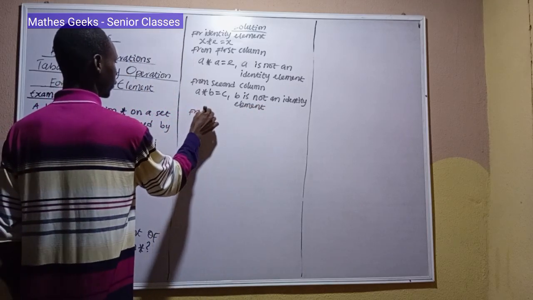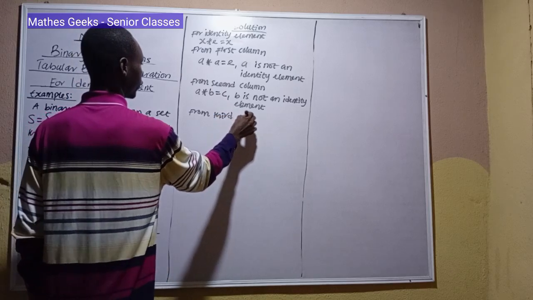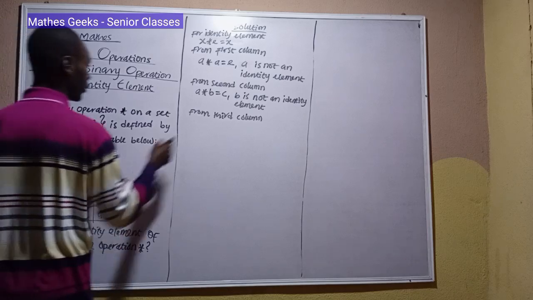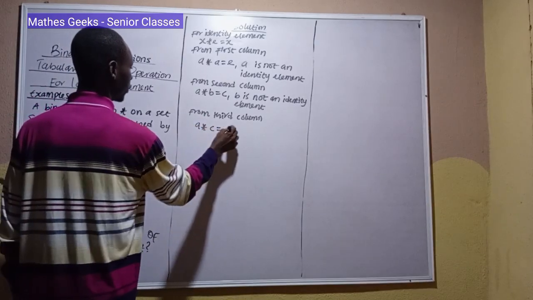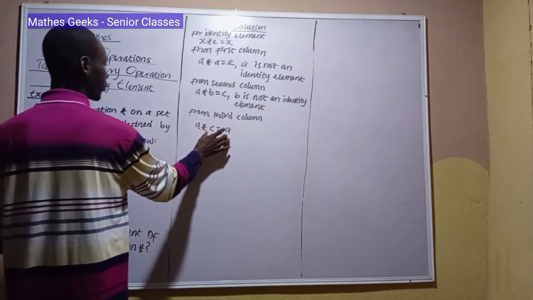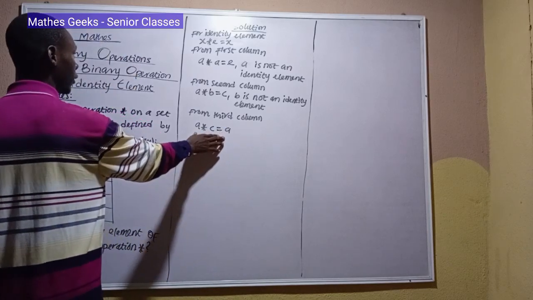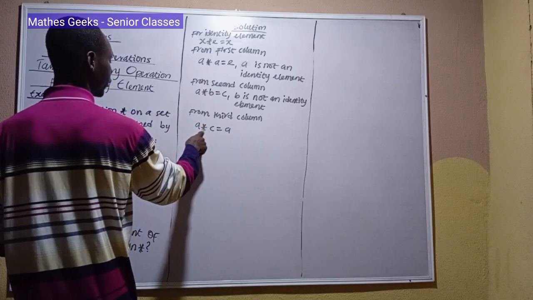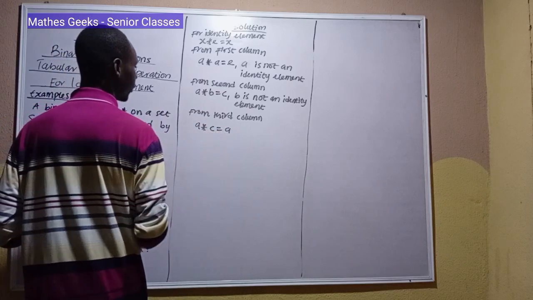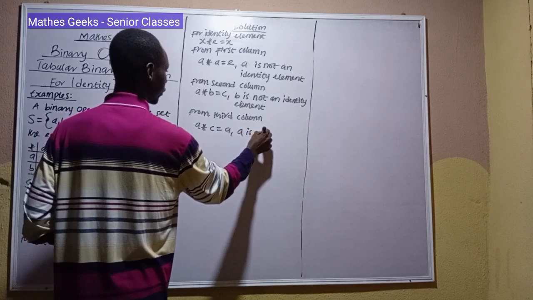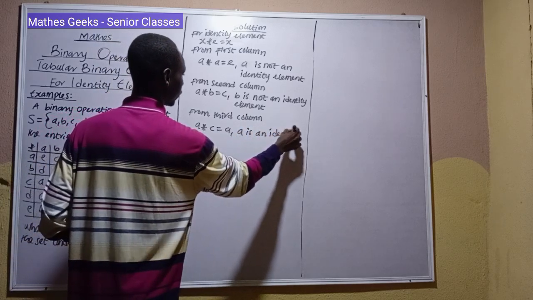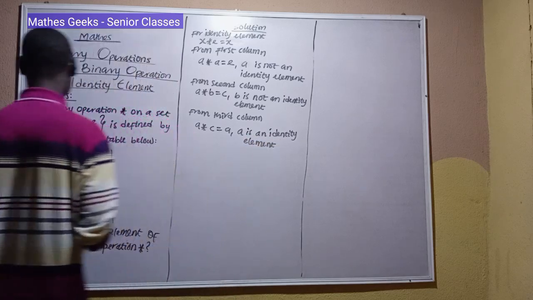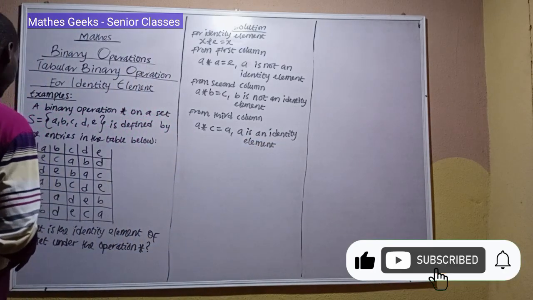So let's go to the third column. A star c is equal to a. This meets our definition of identity element, where x star e gives us x. When a is combined with c, we get a back. So we say a is an identity element. Okay, so that's the proof.